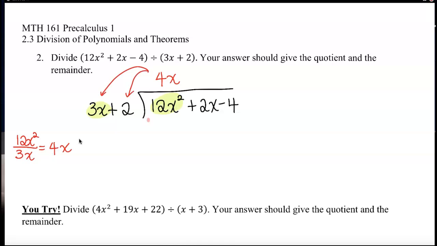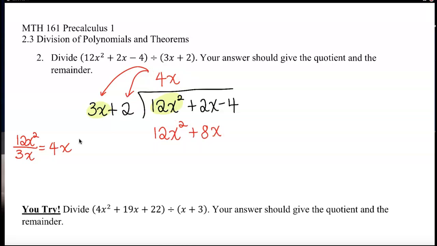And you will put this down here. Okay? So if I multiply 4x times 3x, that is 12x squared. And if I multiply 4x times 2, 4 times 2 will give me 8x. So I'll write down plus 8x there. Now I need to subtract.